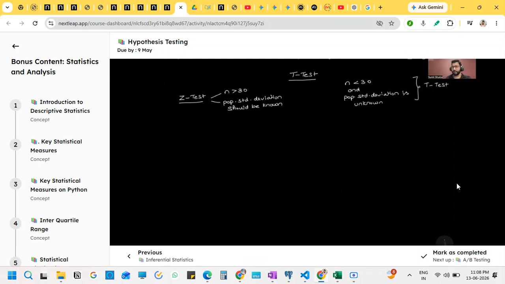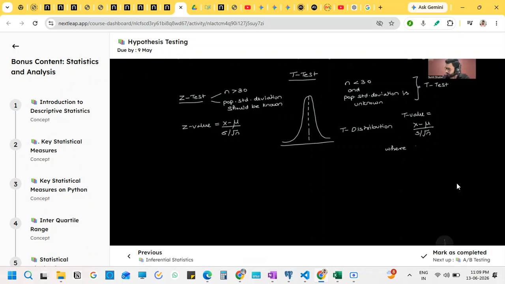So everything remains the same. The only thing is that we use the t-distribution, which is very similar to the z-distribution. So this is your t-distribution. Now, I will not go into detail about what the t-distribution is or how we calculate it, but in the z-test, the z-value is x minus mean divided by sigma divided by root of n. In the t-test, the t-value is x minus mean divided by s divided by root of n, where s is your sample standard deviation. Now, there are three kinds of t-test.